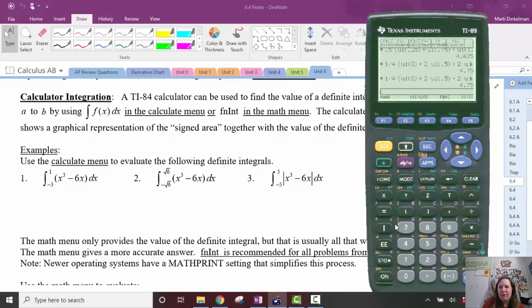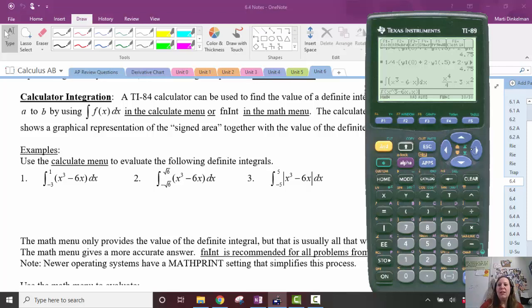You can see just above the 7 is that little elongated s. So we're going to go integral, and then we're going to type our function. In this case, it's x cubed minus 6x. Just like in derivatives, we're going to go comma x. And just by the way, this right now is something that the 84 cannot do. If we hit enter right now, the 89 can give us the antiderivative of that equation.